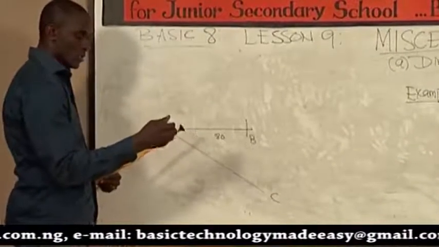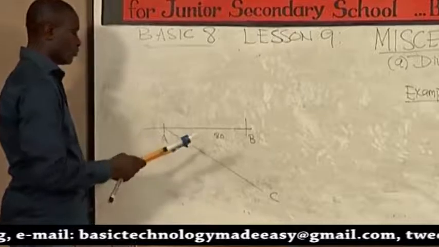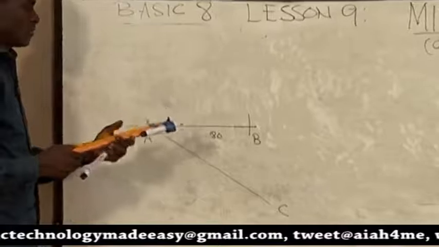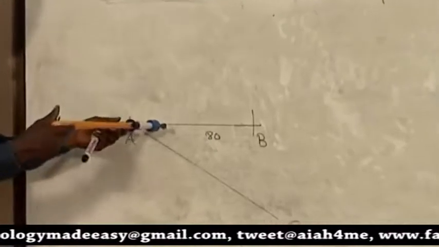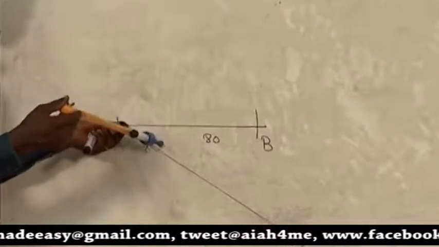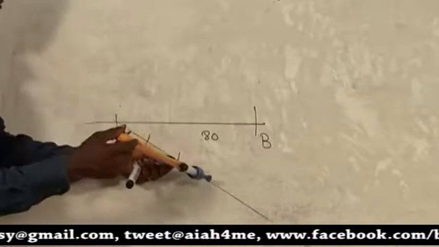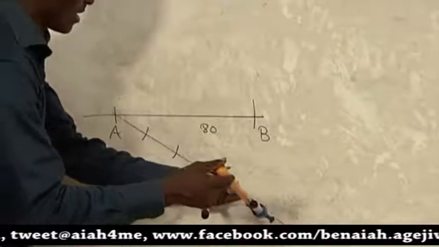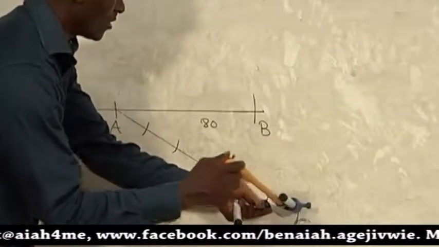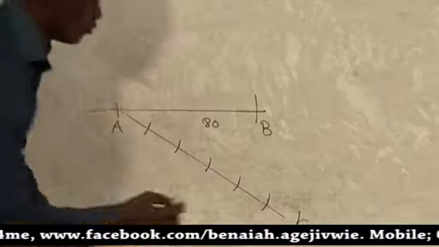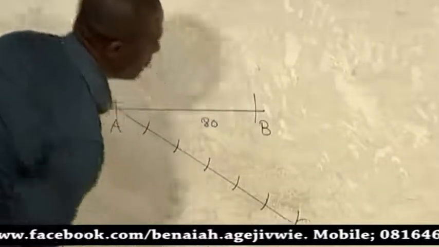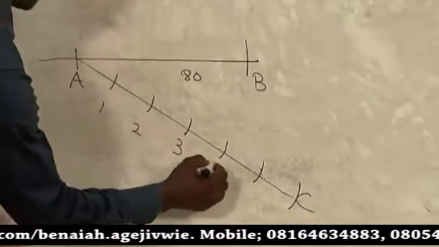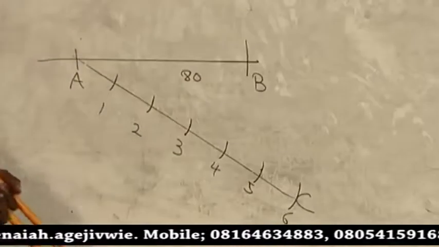Choose a smaller radius. Let me choose this radius, for instance. Put it at A and move. This is 1. This is 2. This is 3, 4, 5, and somewhere here 6. Let me produce this one this way. That gives me number 6. We label it 1, 2, 3, 4, 5, and 6.